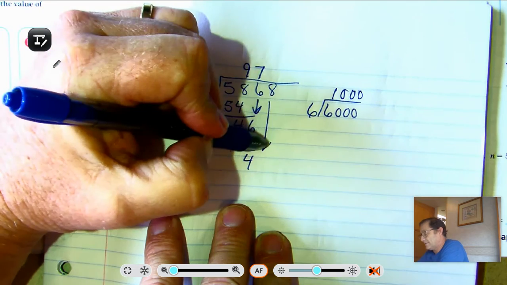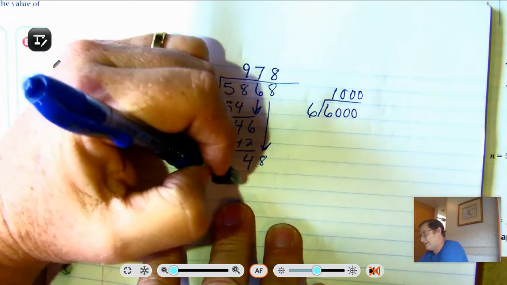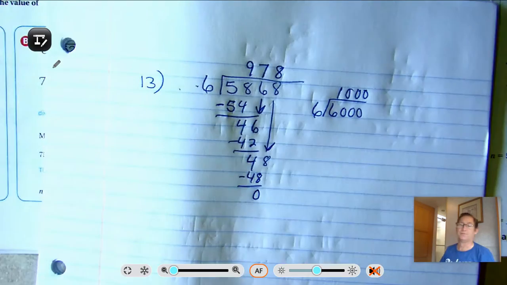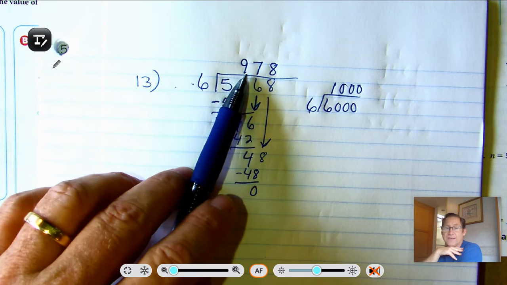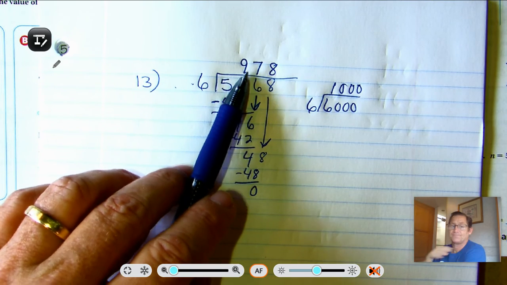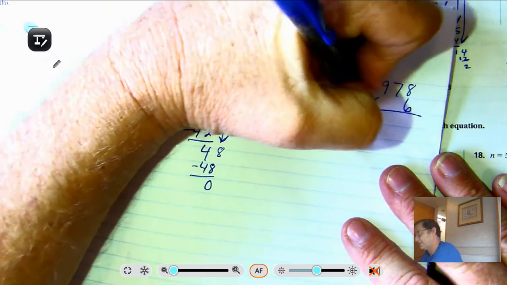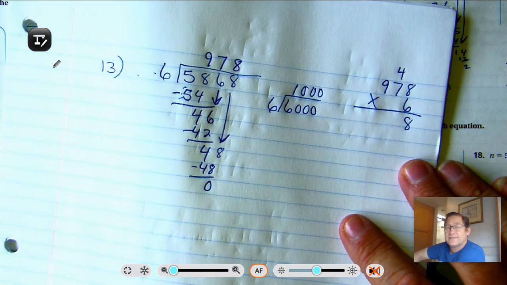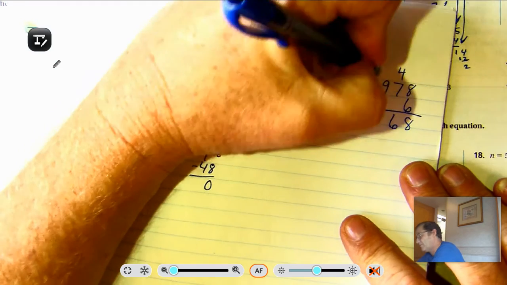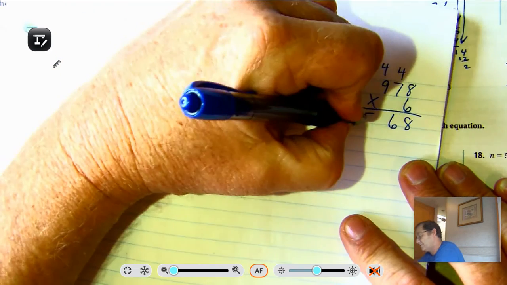Think of that as 40 ones and bring down the other 8 ones. 48 ones divided by 6 is 8. 6 times 8 is 48. Subtract, we get 0. Okay, so we are saying our estimate of 1,000 is close to 978. So let's see. 978 times our divisor 6 should give us the dividend 5,868. 8 times 6 is 48. Regroup that as 4 tens and 8 ones. 6 times 7 tens is 42 tens, plus 4 more is 46 tens. 6 times 900 is 5,400, plus 4 more hundreds is 5,800s.